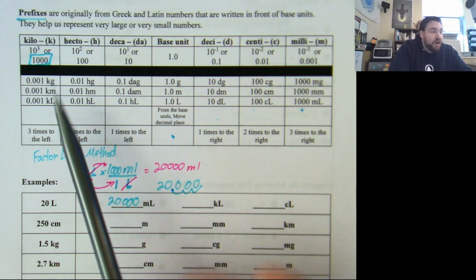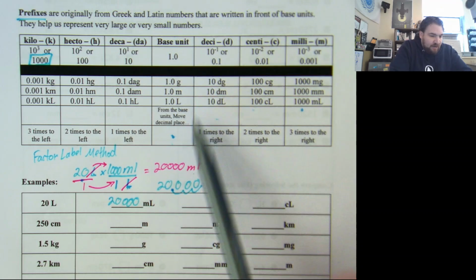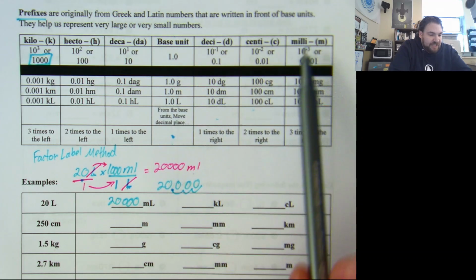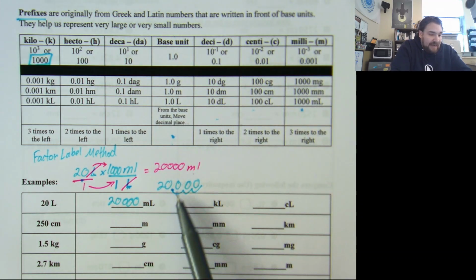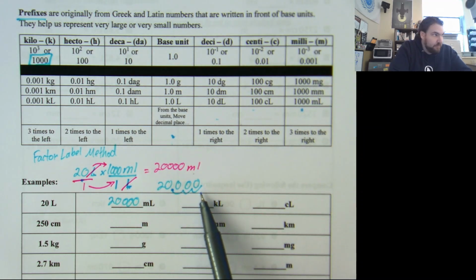So if you've got the chart, all you have to recognize is, oh, whatever direction I am moving from where I'm starting is the direction I'm going to move my decimal, and as many columns as I go, that's how many times I jump. For example, let's do the next one.